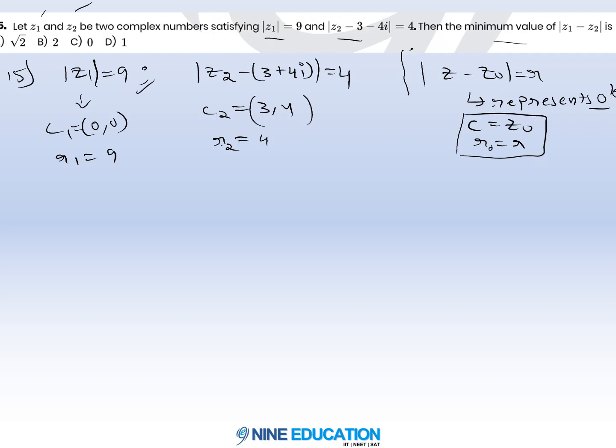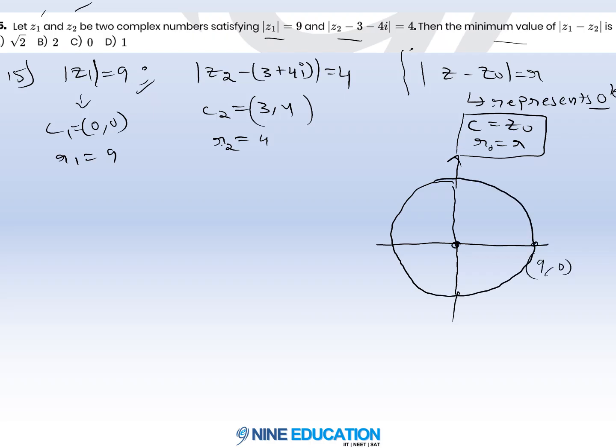We can easily plot circle 1. Circle 1, center is origin, radius is 9, right? So circle center is origin and radius is 9. It will be 9 comma 0, 0 comma 9. So this is the circle. So on this, Z1 will be any point. Okay. So the locus of all this Z1 will be the circle. In the same way, for circle 2, center is 3 comma 4. So 3 comma 4 will be somewhere here inside this circle. Somewhere inside this circle, right? 3 comma 4.